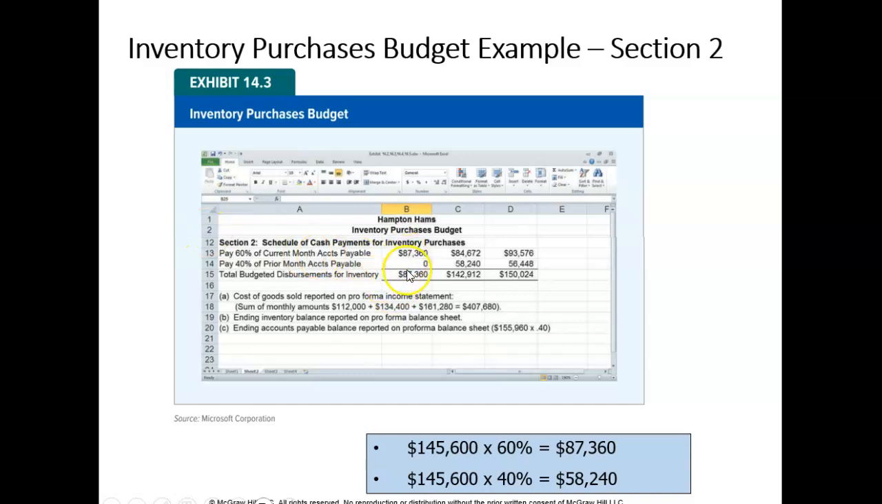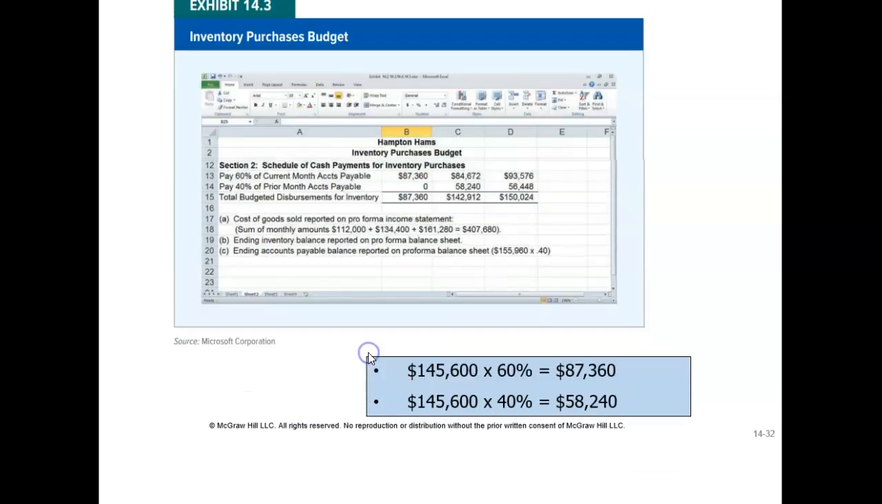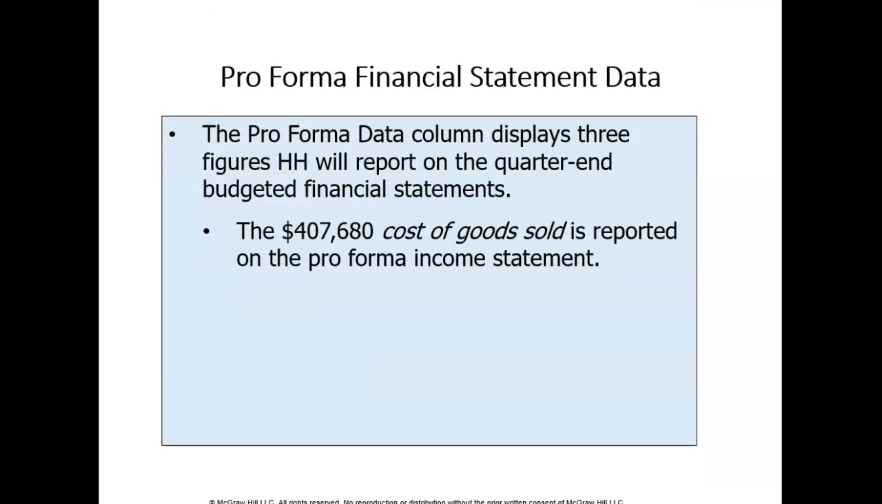So this is showing again the amount of cash we expect to spend each month, October, November, December, based upon our projected purchases of inventory in the months of October, November, and December. So the cost of goods sold total would be shown on the pro forma income statement, and the ending inventory balance will be shown on our pro forma balance sheet, along with the accounts payable amount.